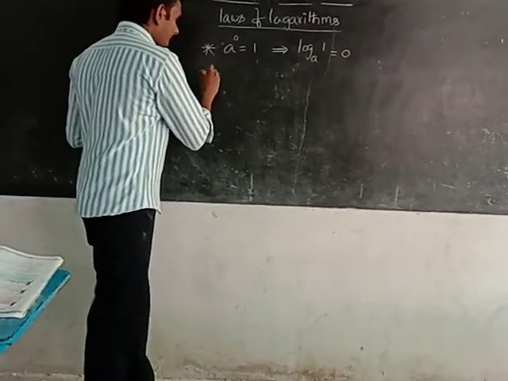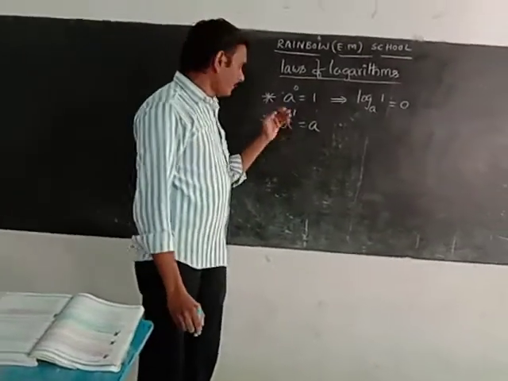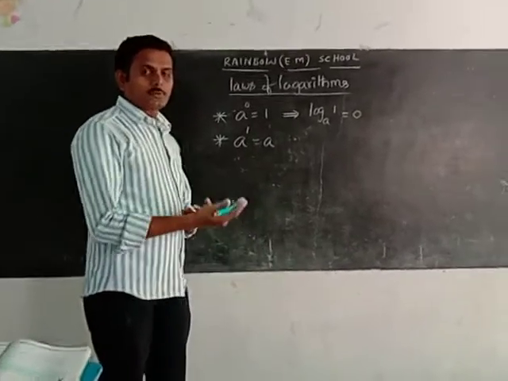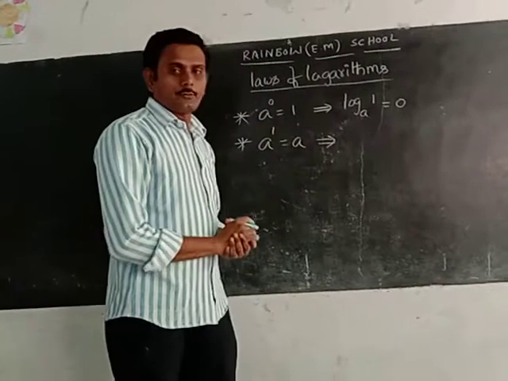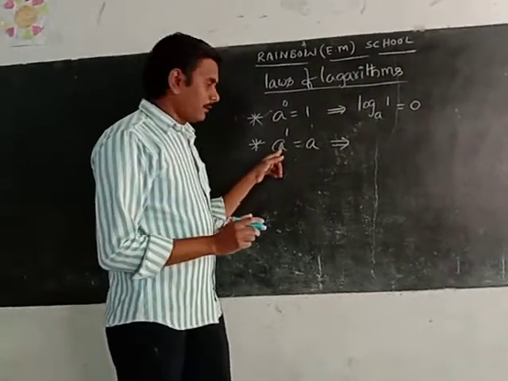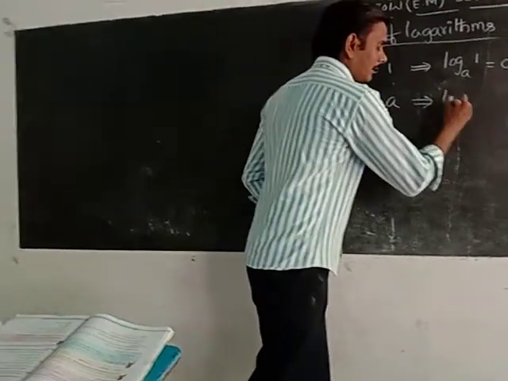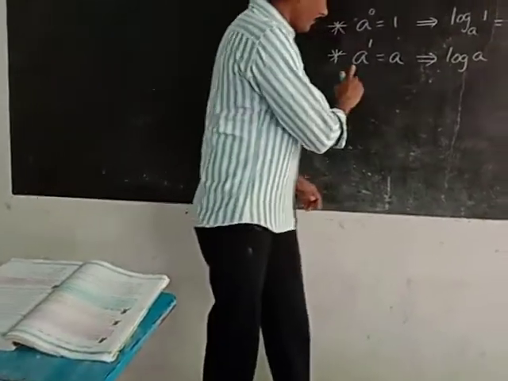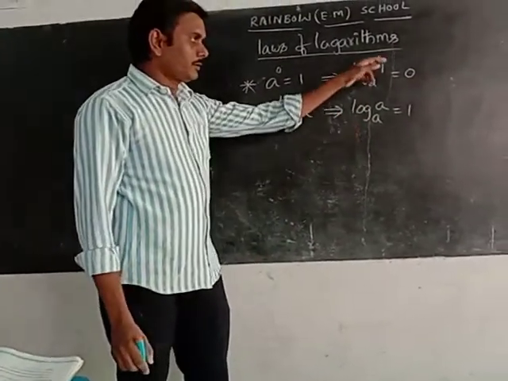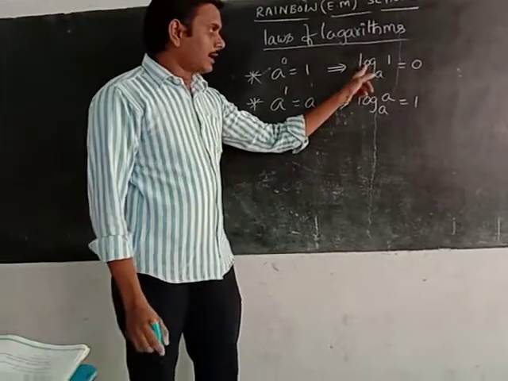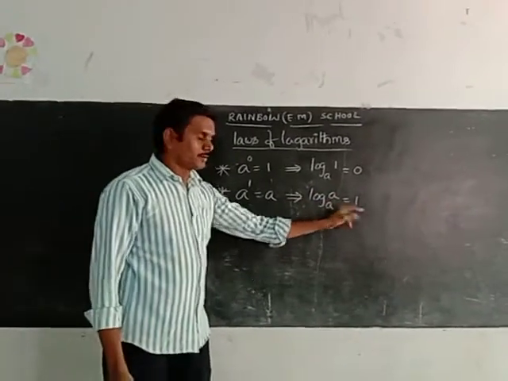One more: a power 1 is equal to a. For example, 2 power 1 equal to 2, 7 power 1 equal to 7. Write this also in logarithm form. The base here is a, the power is 1, and the result is a. That means log of a to the base a is equal to 1. While doing simplification we will use these two laws: log of 1 base a equal to 0, and log of a base a equal to 1.